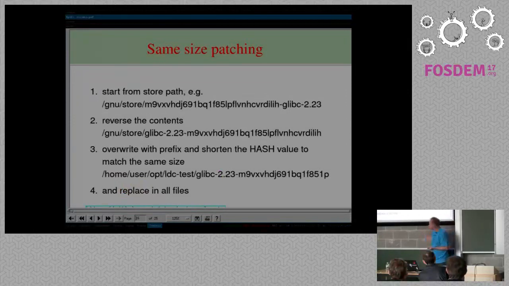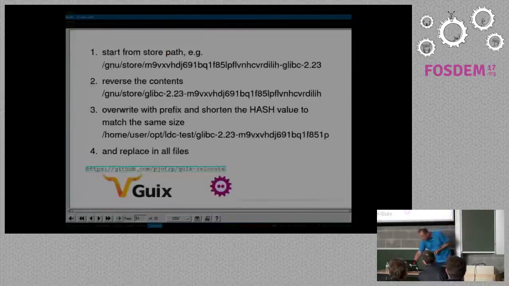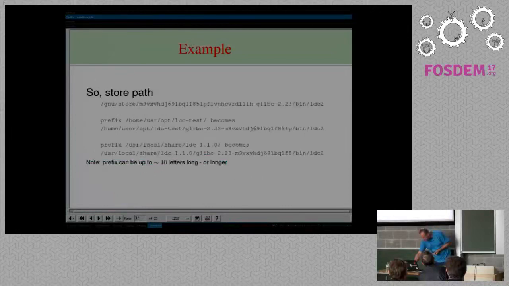So I replaced it in all files. There are some URLs on here where all these projects are, so you can visit them at leisure if you want. This is the idea. In this case I have home user opt in the first one, so I slam it in. In the second case I tell it to install in /usr/local/share LDC 1.01. You can see it has this exact same length, and what I actually do is cannibalize the hash value. So it becomes shorter in the second case because the prefix is longer.